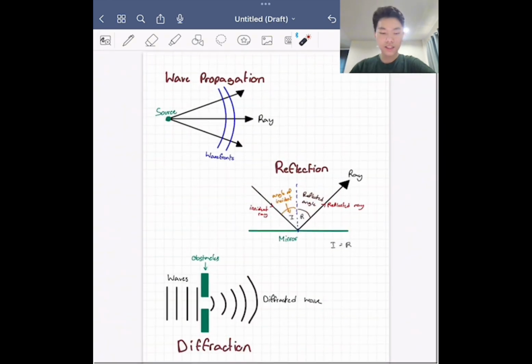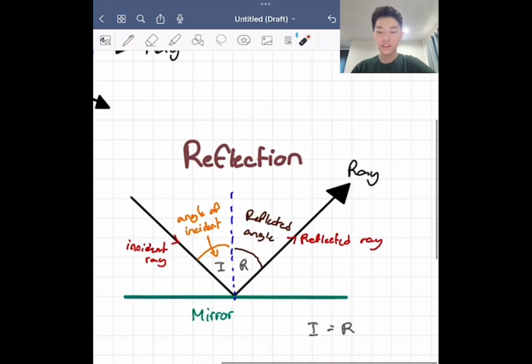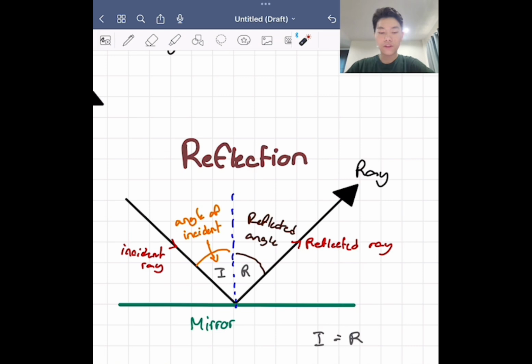Next are three types of wave optics. The first one is reflection. Reflection is a change in direction of a wavefront that occurs when a wave meets a boundary that bounces it back.